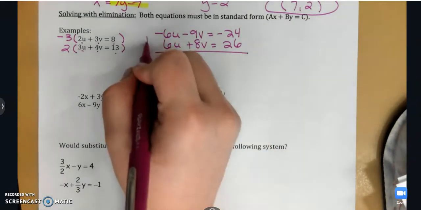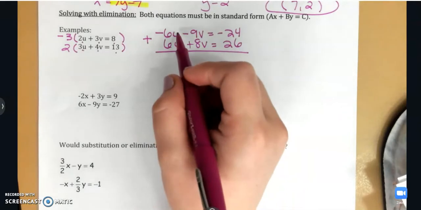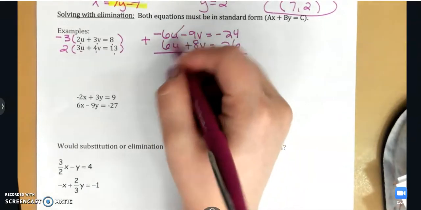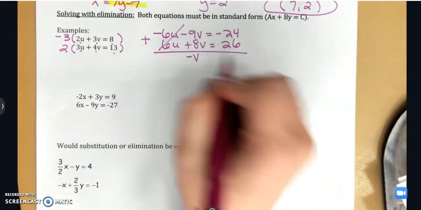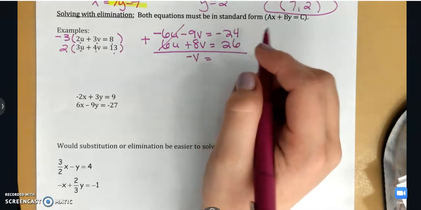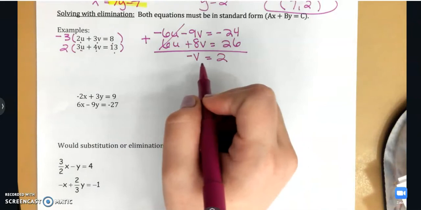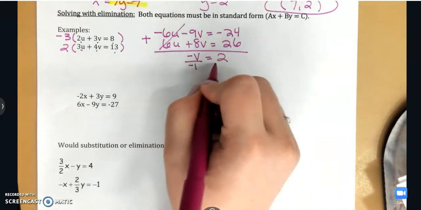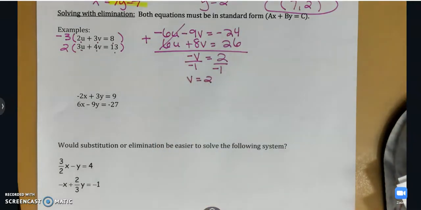And I'm now going to add my two equations together. So I'm going to combine everything on the left. Negative 6u and positive 6u cancels. Negative 9v plus 8v gives me negative v. And then everything on the right side, negative 24 plus 26 gives me positive 2. Now I want to get v by itself, so I need to get rid of that negative. So we'll divide by negative 1 on both sides, and v is negative 2.